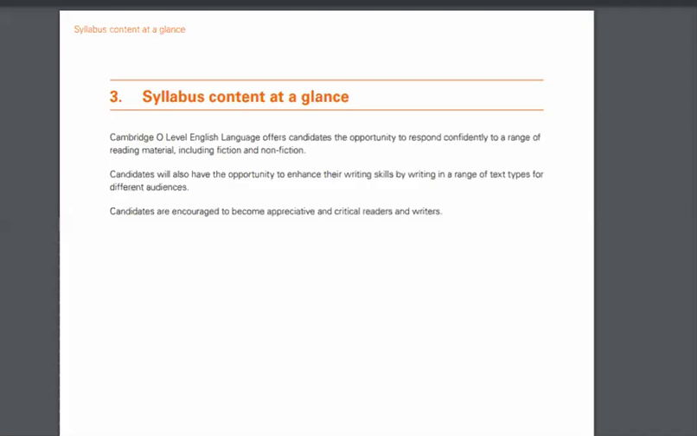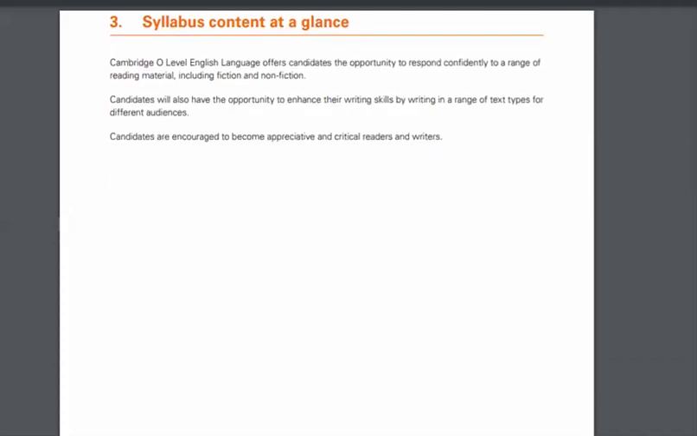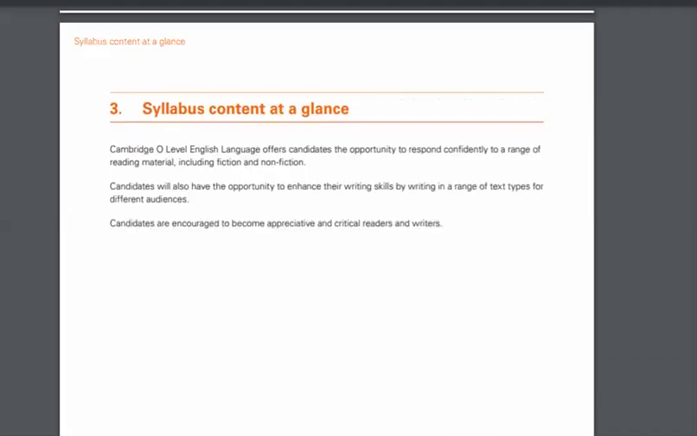Now, syllabus content at a glance. We are now going to look at the content of the syllabus that we are about to cover in the next 3 years, including this one.